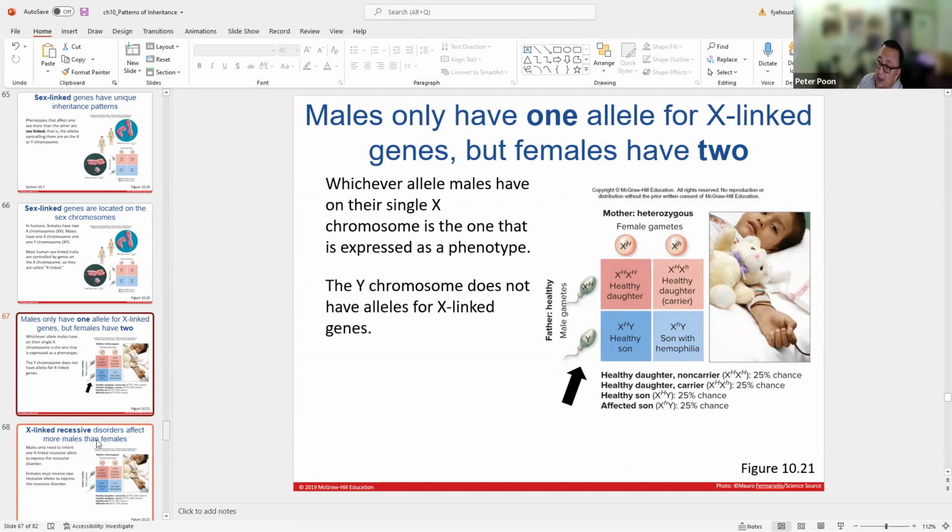This disease that they're talking about here is hemophilia, right? This is a blood clotting problem. Hemophilia is a disease where you bleed a lot if you get a scratch. Males.